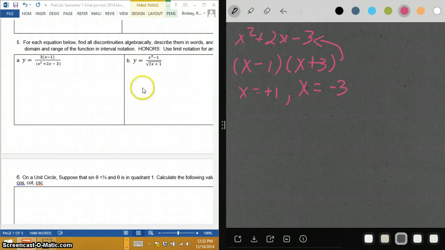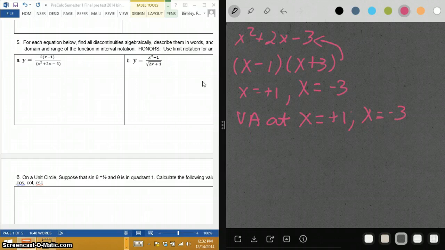However, if it's in a rational function on the denominator, they cannot be. These then become vertical asymptotes. So we have our two vertical asymptotes. We have vertical asymptotes at, and you can describe it in words, x equals positive 1 and x equals negative 3.